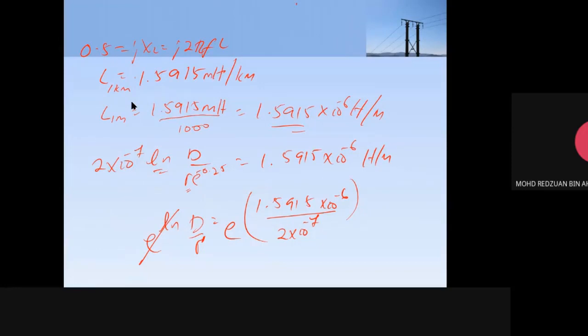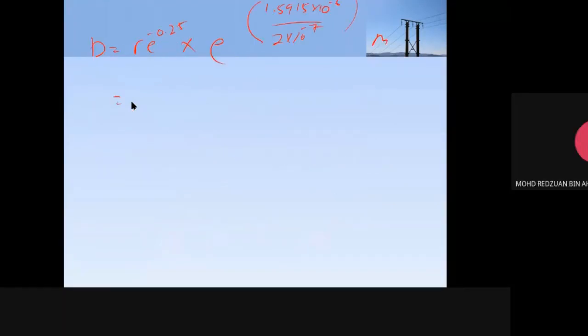Exponent, times, times exponent minus 5. You have to check this number, okay? So the D distance, I got this value 44.4494995 meter.